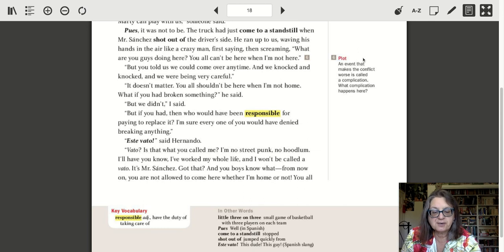Let's take a look now at this plot. An event that makes the conflict worse is called a complication. So what complication happens here?